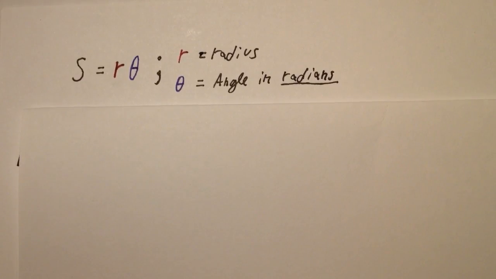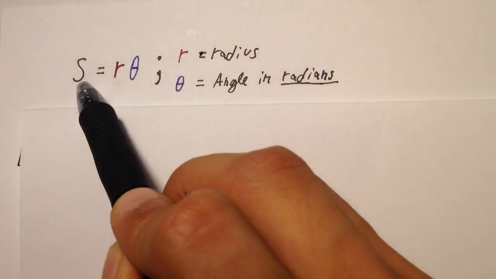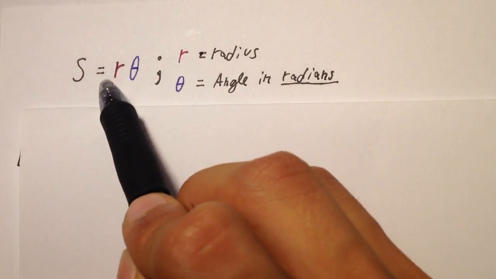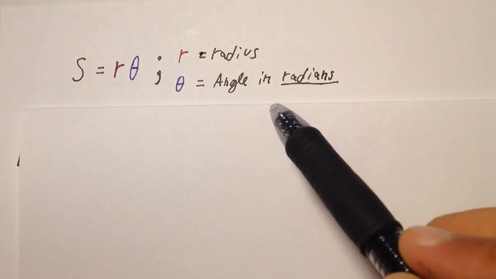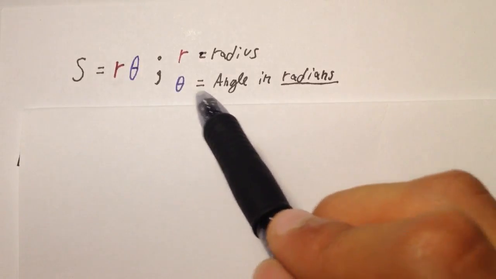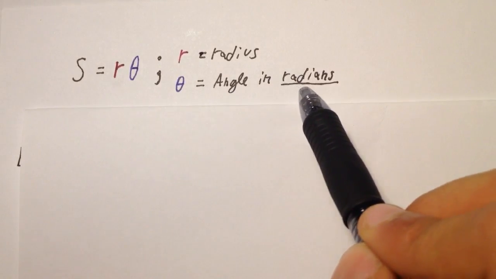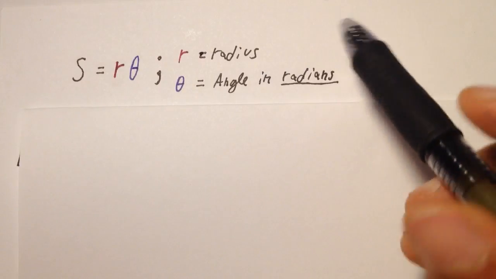Alright, so here's the formula for arc length. Arc length is simply the radius, r, times the central angle, theta. But where students mostly mess up is that they forget that theta must be an angle in radians, not degrees. So let's see an example.